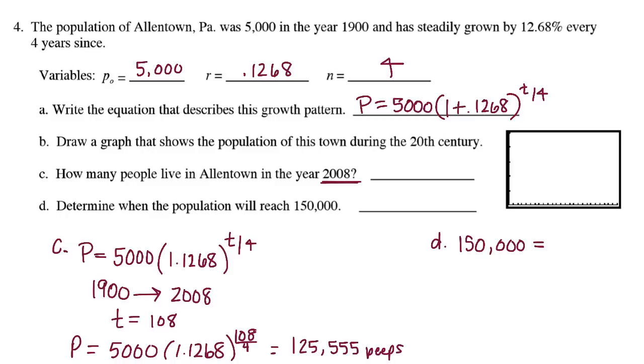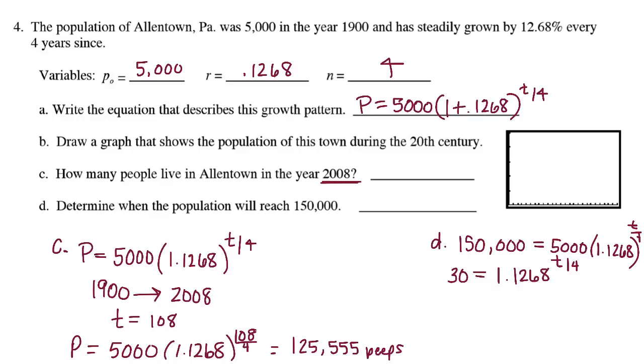So that's going to be equal to our 500,000 times 1.1268, and then that's t divided by 4. And we need to divide both sides by 500,000. So I have 30 equals 1.1268 raised to the t over 4.